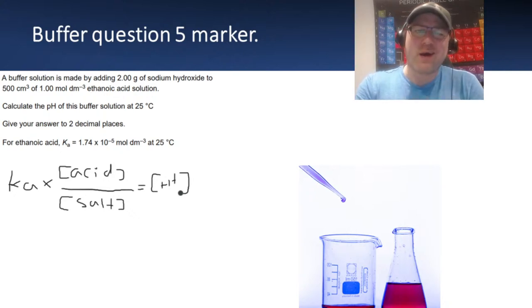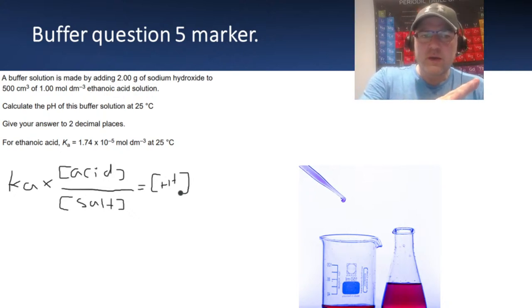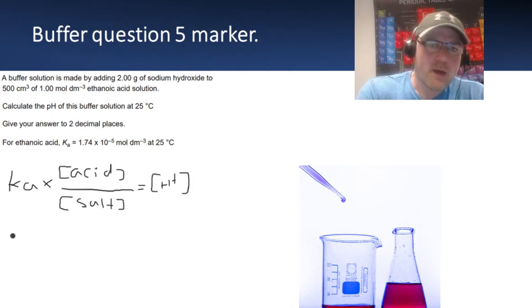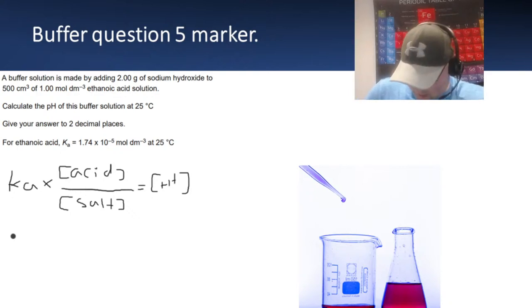But they've made it a little bit harder. So we want to work out what our situation is here. We've got 2 grams of sodium hydroxide, and we've got 1 mole of ethanoic acid. So let's get into it. How many moles of sodium hydroxide have I got?